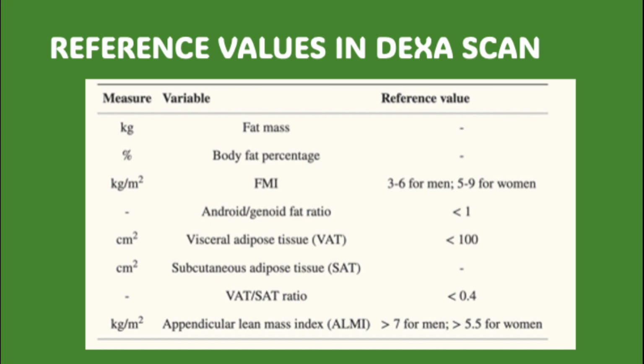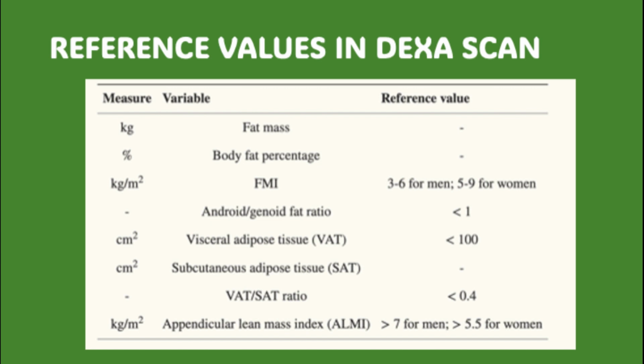DEXA scan beautifully calculates the visceral adipose tissue, which should be less than 100 square centimeters. So if it is less than 100, it is normal. More than 160 is supposed to be metabolically high risk. Then subcutaneous adipose tissue, that is SAT, has no limit, it can be anything. VAT to SAT ratio should be less than 0.4.